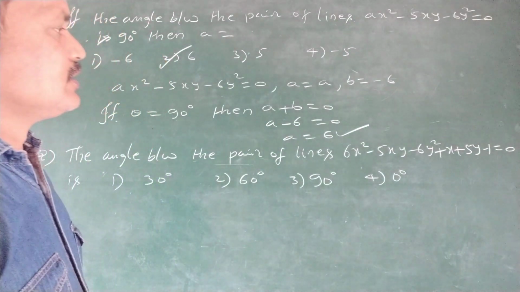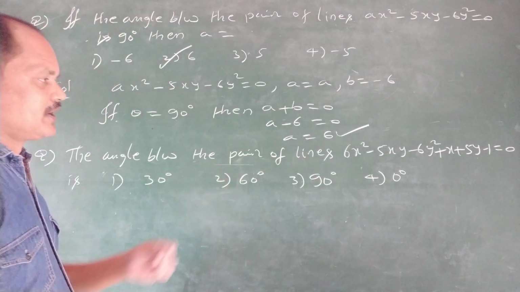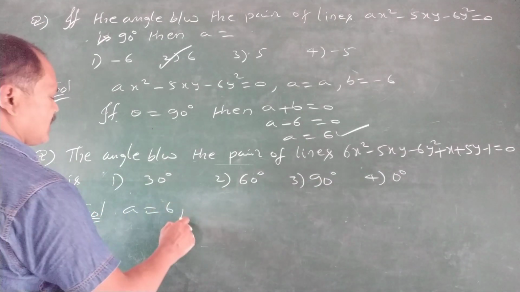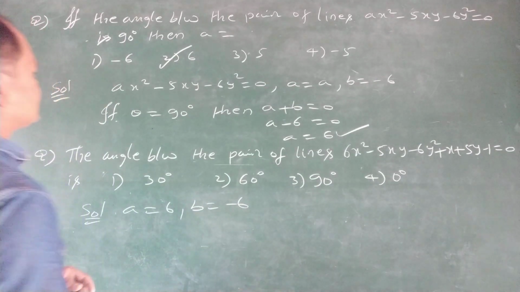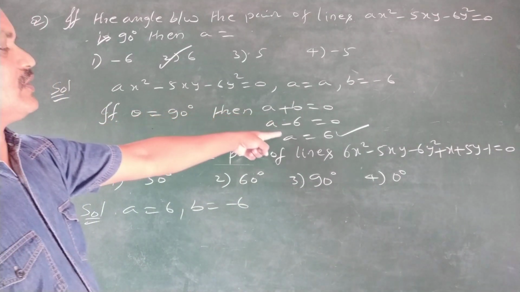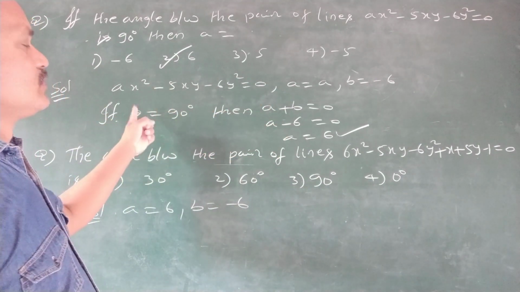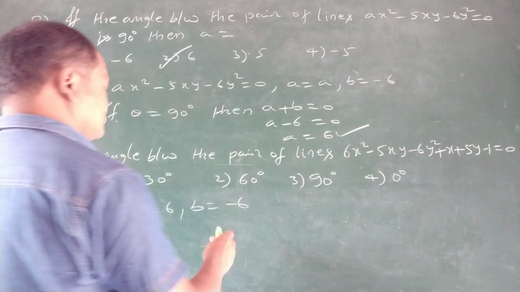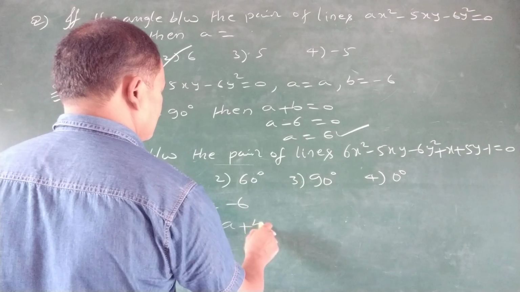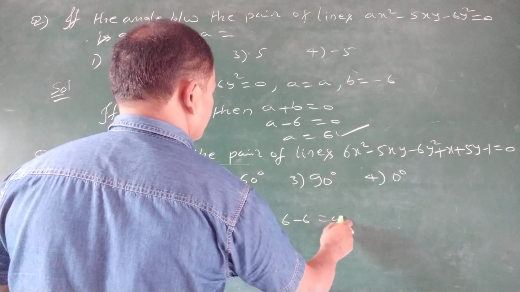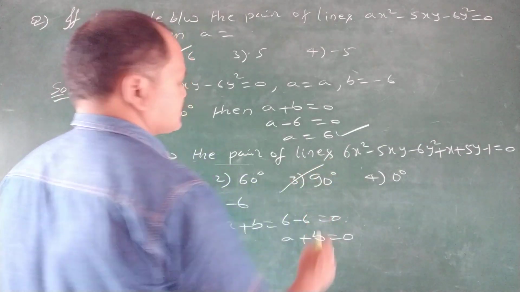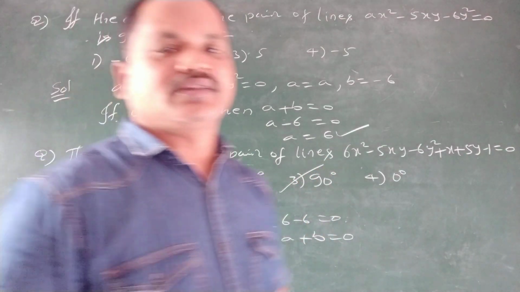Comparing, here a is equal to 6 and b is equal to minus 6. We know that if a plus b is equal to 0, then theta is equal to 90. What is a? 6. What is b? Minus 6. That's why a plus b, that is 6 minus 6, is 0. So a plus b is equal to 0, so theta is 90 degrees. That's why the third option is the right answer. Okay, that's all.